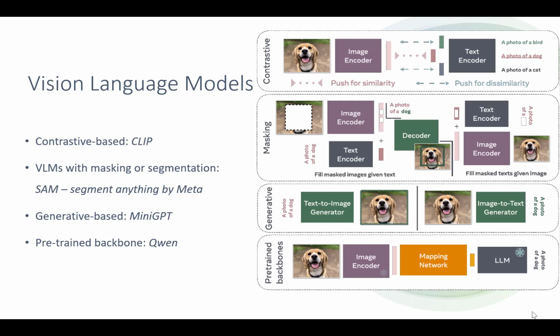Pre-trained backbones-based VLMs often leverage open source LLMs like Llama to learn a mapping between an image encoder, which could also be pre-trained, and an LLM. It's important to highlight that these paradigms are not mutually exclusive. Many approaches rely on a mix of contrastive, masking, and generative criteria.